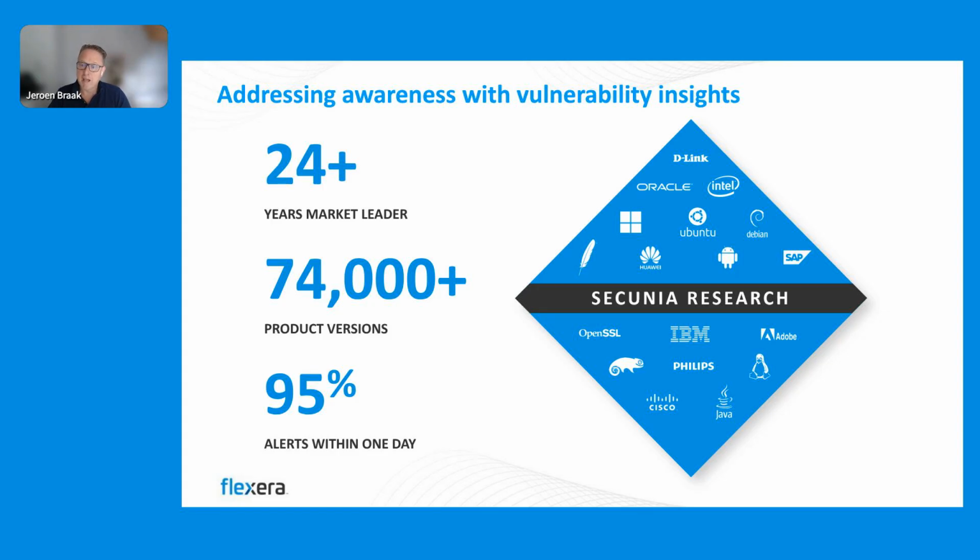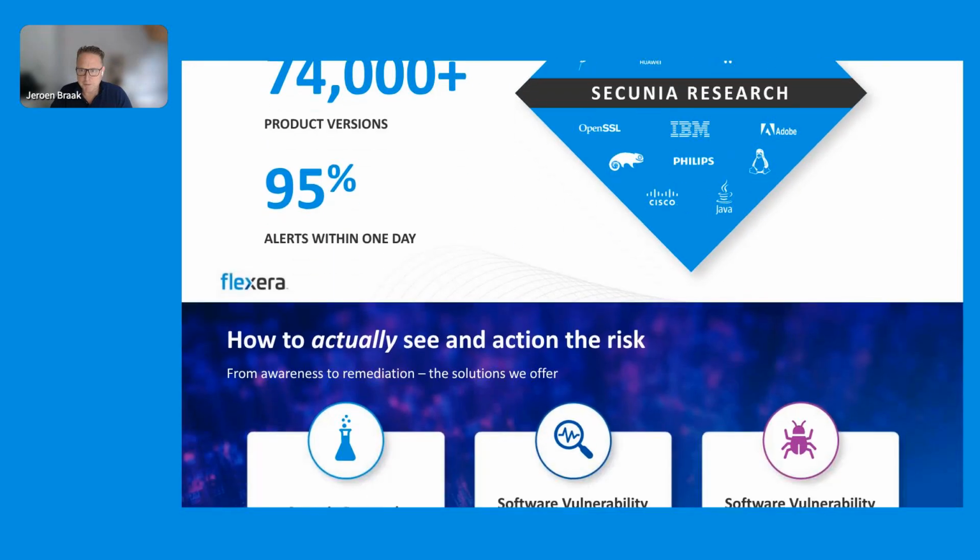We focus not on everything, but on those products that our customers care about the most. That is currently a number between 74,000 and 75,000 product versions that we check, verify, and enrich the data for. And we give out alerts within the same day in most cases, 95%, 97%. The other 2% is where some extra testing is needed or extra complexity is found. So that is what we do.